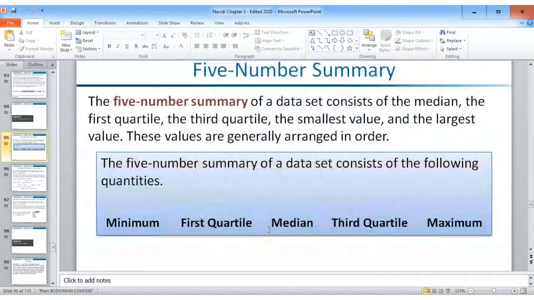So here's just a little bit more of a visual of what the 5-number summary is. The minimum, the first quartile, the median, the third quartile, and the maximum. 3 of those are pretty easy to find. The minimum and the maximum, of course, are just the smallest number in the data set and the largest number in the data set. And then the median is the one in the middle. I know that's the thing we looked at the very start of this chapter.